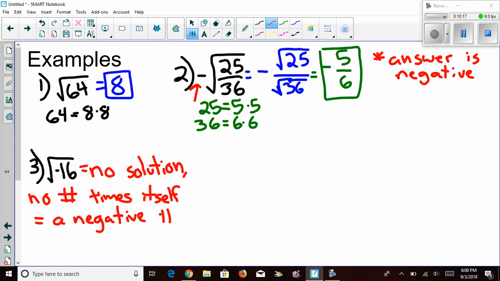Now ask yourself a couple examples of these. 5 times 5, that's positive 25. But what about negative 5 times negative 5? Well, two negatives equal a positive, and so again, the same number times itself always comes out to be a positive.